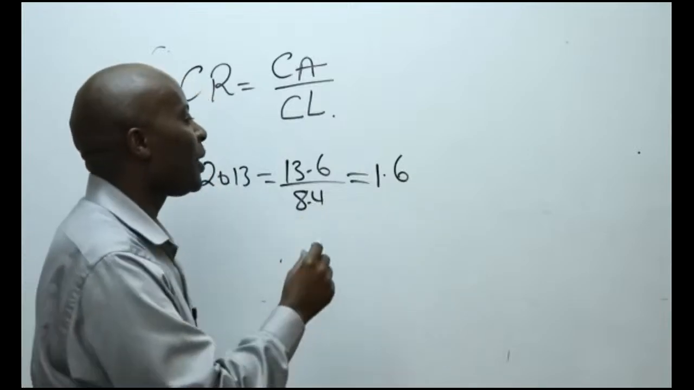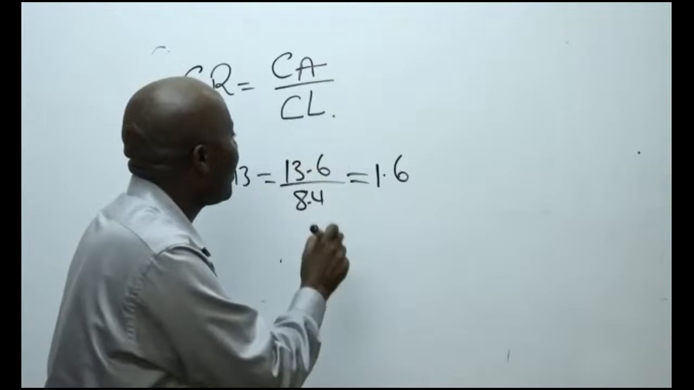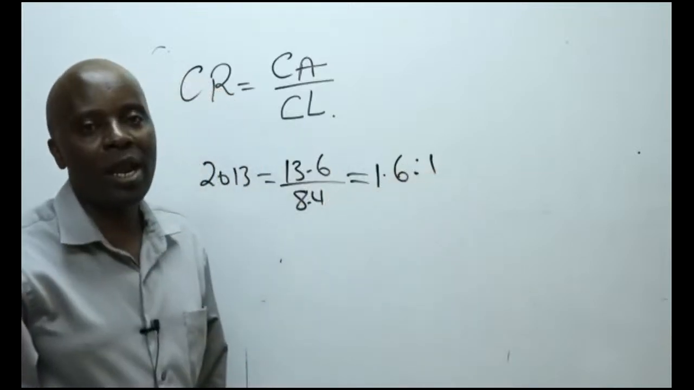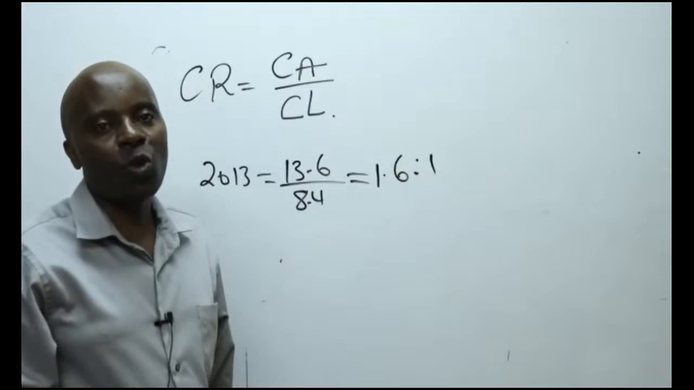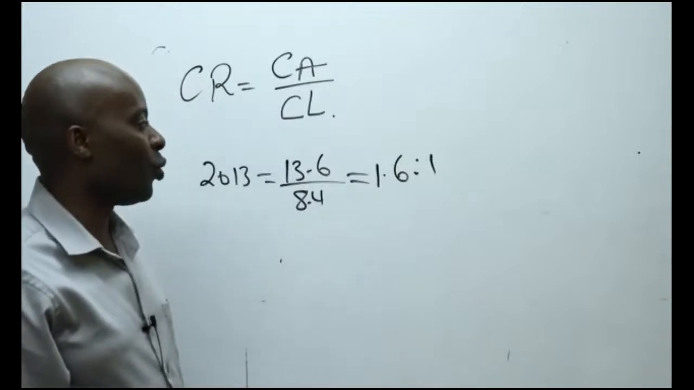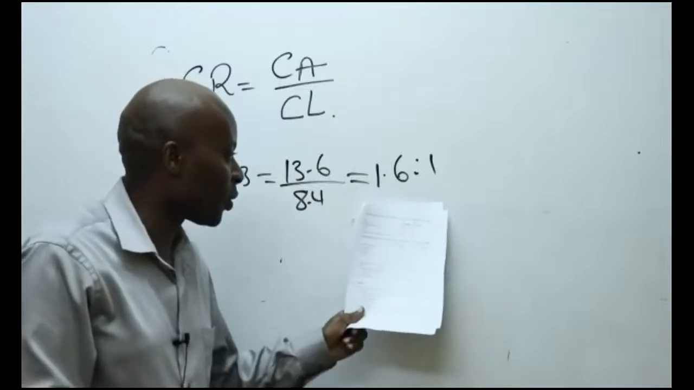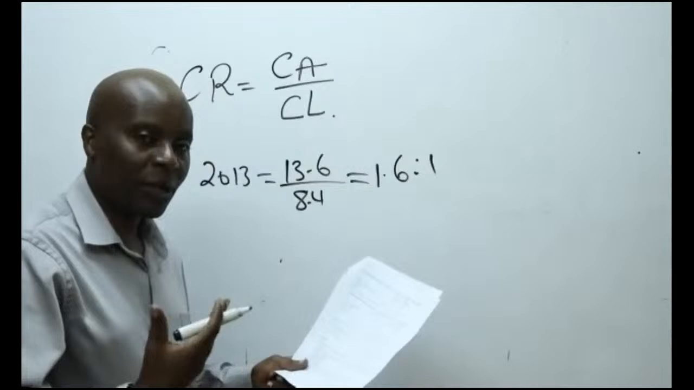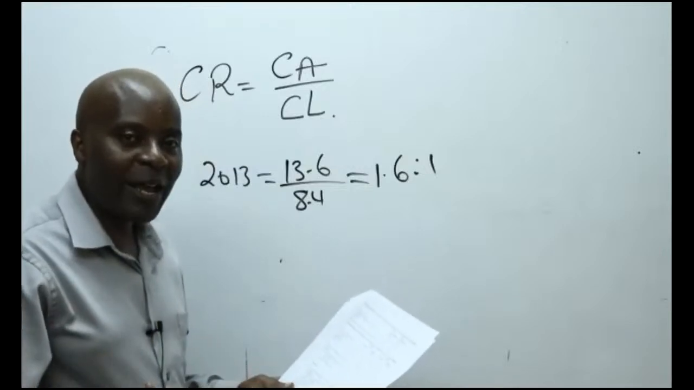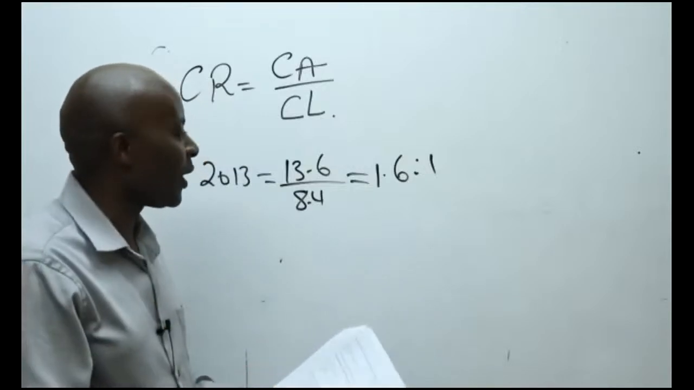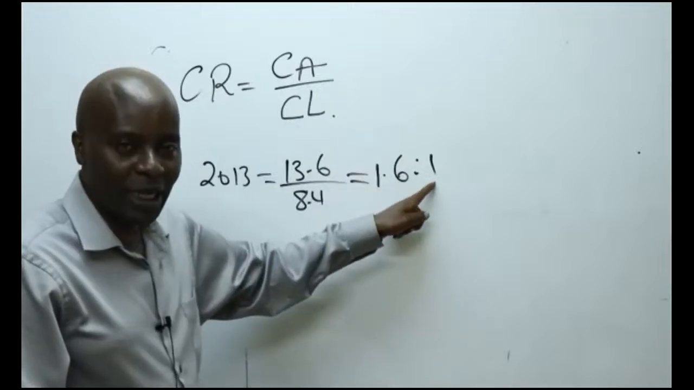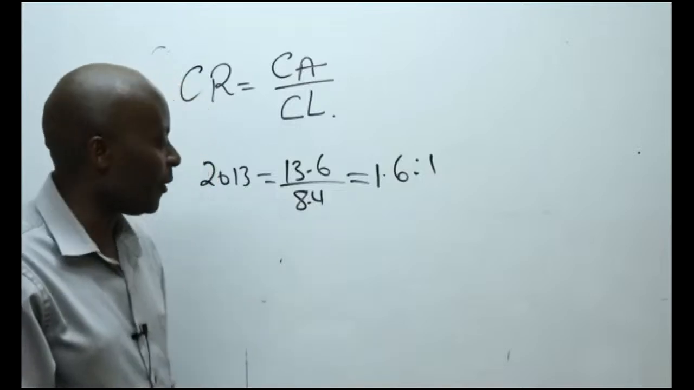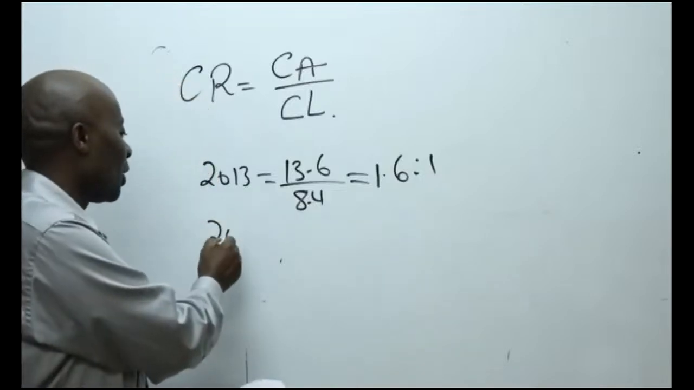So 1.6. Remember the presentation for current ratio, you should talk of 1.6 is to what here, somebody? Is to 1. 1.6 is to 1. Very good. Looking at this individually, this means quite a good performance. Why? Because we can see straight away that our current ratio is more than 1. That means strong liquidity, a strong liquidity position.